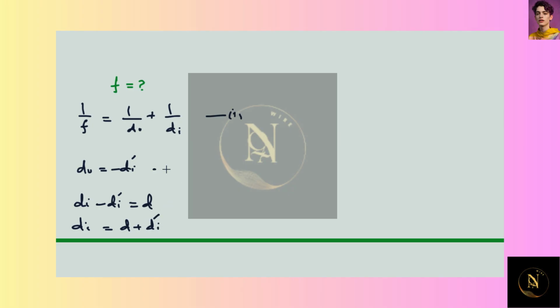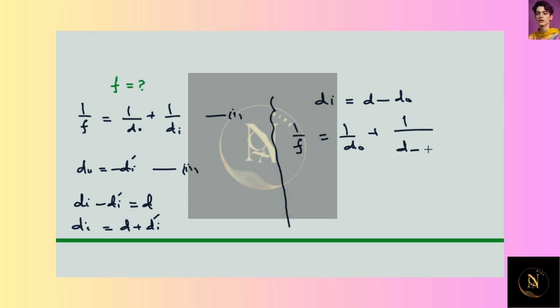Now using this equation number 2, we can write this equation as di is equal to d minus do. Now inserting this value of di into equation number 1, we can write 1 divided by f is equal to 1 divided by do plus 1 divided by d minus do.